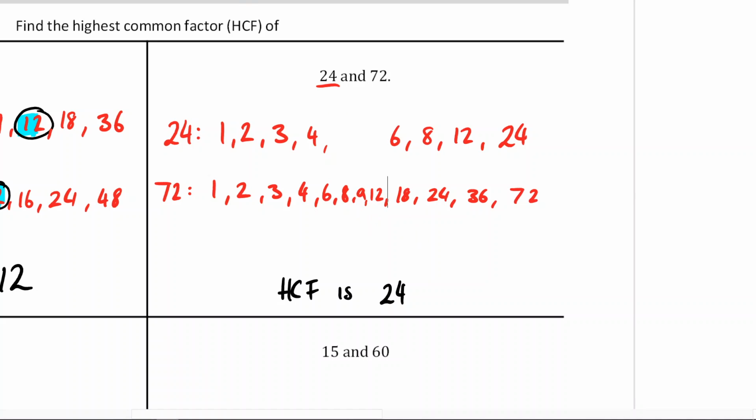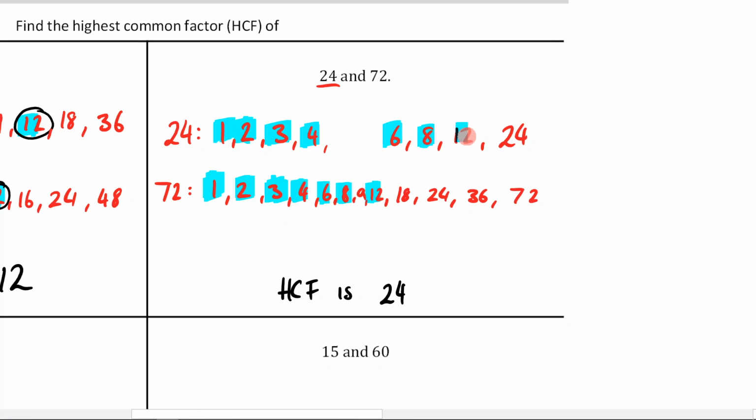And then at the end of that, if we wanted to take it slow, we'd say, well, I have 1 in common, 2 in common, 3 in common, 4 in common, 6 in common, 8 in common, 12 in common, and I have 24 in common.